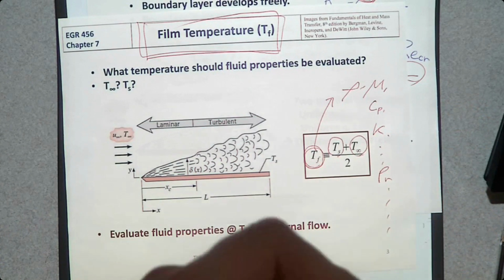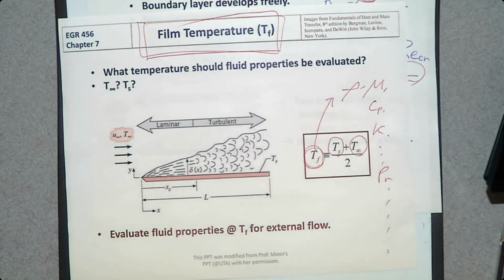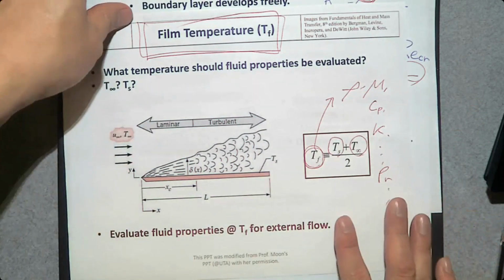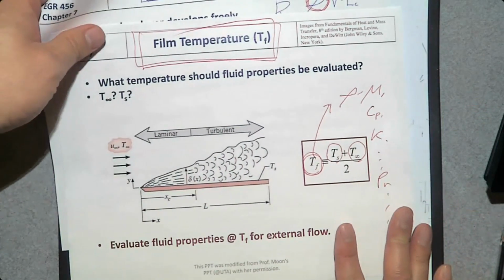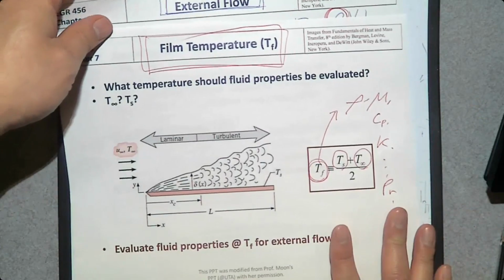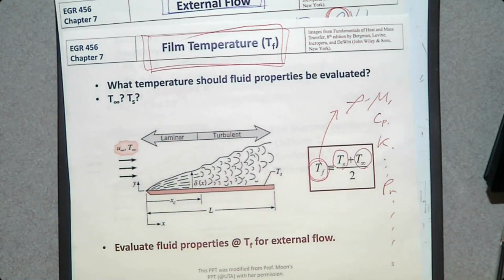Okay? So I'm going to stop here. We are going to continue this after Thanksgiving. By the way, any question about external forced convection? It's going to be very quick. We just need to introduce these are the Nusselt number correlations for these combinations. So use that. We are going to practice a few problems.